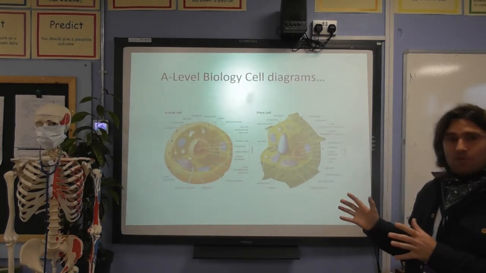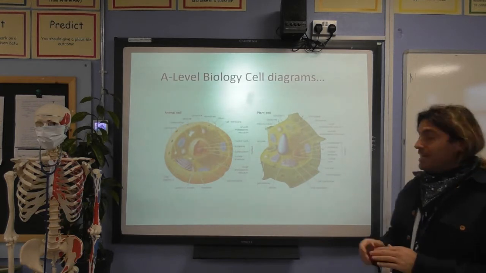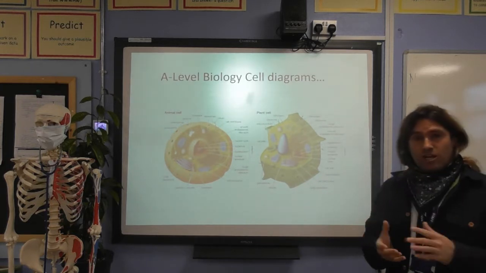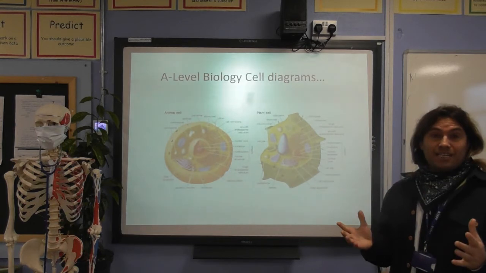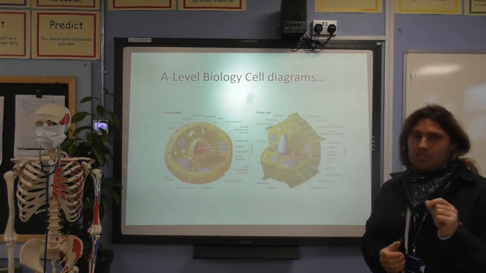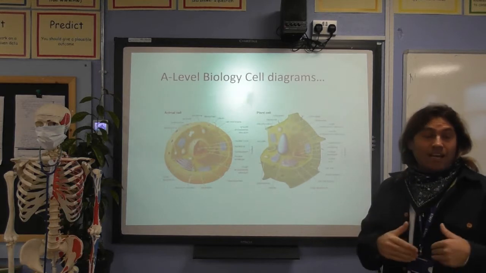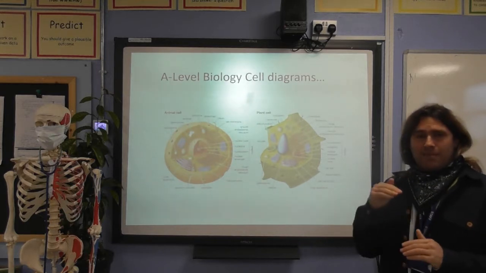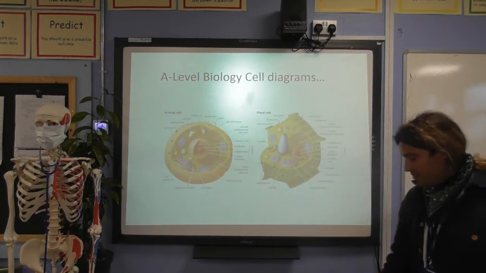Huge number of labels, much more detail. These are features of ultrastructure of cells for which you need an electron microscope. That's something we talk about at GCSE, but we just touch on it. We look into it, like everything else in biology, at a much deeper level during A-level.